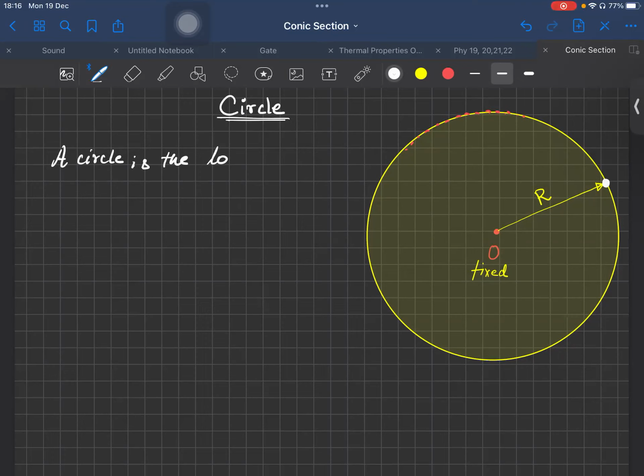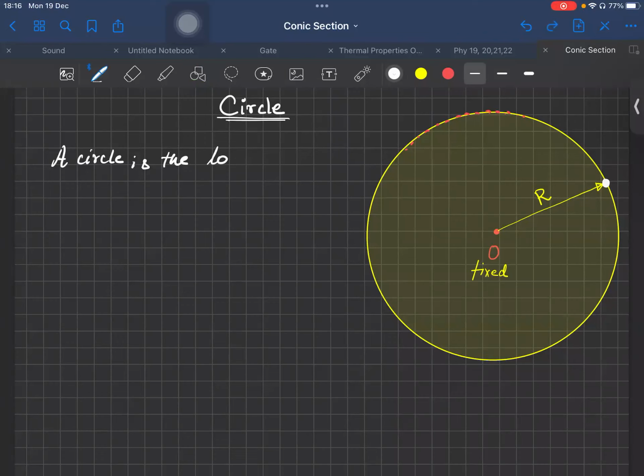Similarly, for parabola, we will also see there is some unique property of parabola. For hyperbola and for ellipse also, there are some unique properties. That's why they are different shapes, and these are really easy shapes to study. So the locus. Can anyone repeat the definition?